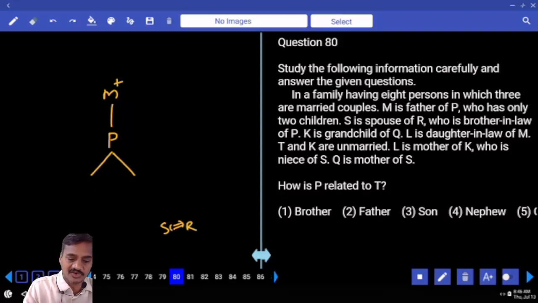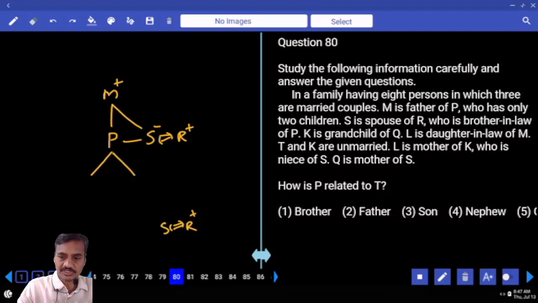R is the brother-in-law of P. That means P's sibling is S, and R is the brother-in-law. R is a male. S is a female. And next one, that means P and S are the children of M. In the first case, you are taking like that.